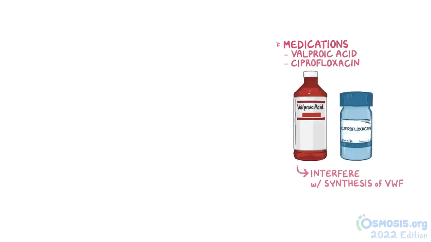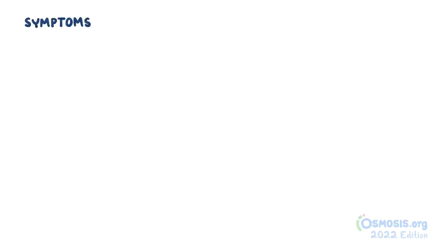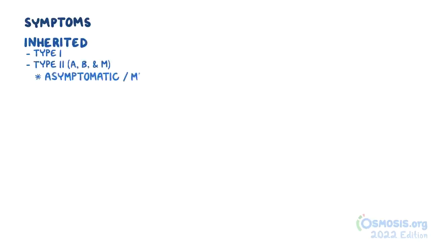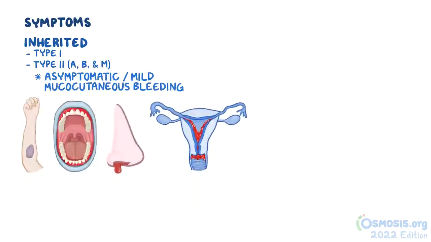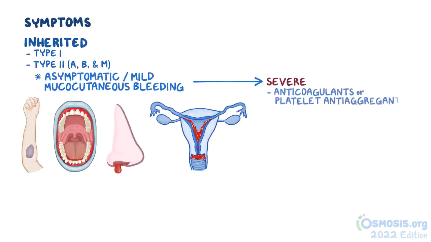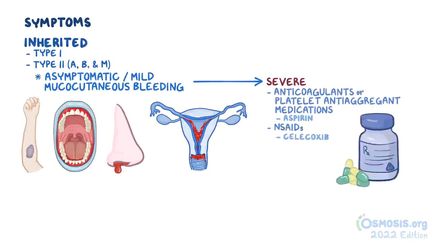All right, now people with von Willebrand disease present symptoms depending on the type of the disease. For example, those with inherited type 1 and 2A, B, and M are often asymptomatic or have mild mucocutaneous bleeding, like easy bruising, gum, and nosebleeds, and heavy menses sometimes. However, symptoms can become severe, especially in people taking anticoagulants or platelet anti-aggregant medications such as aspirin and other non-steroidal anti-inflammatory drugs or NSAIDs like celecoxib.